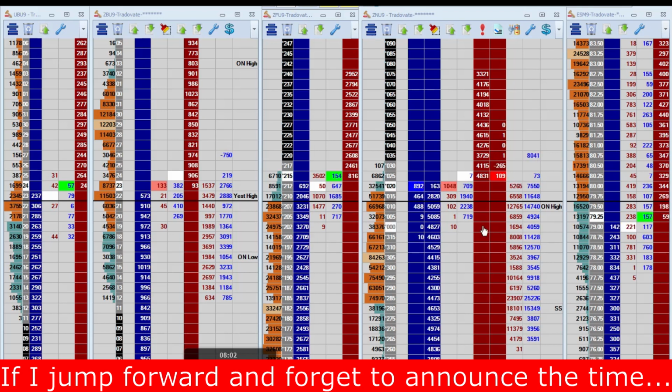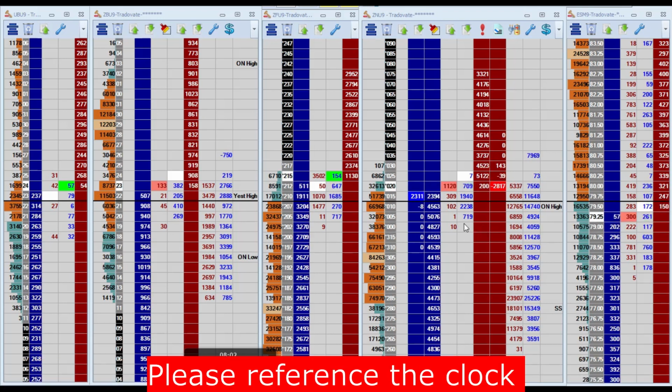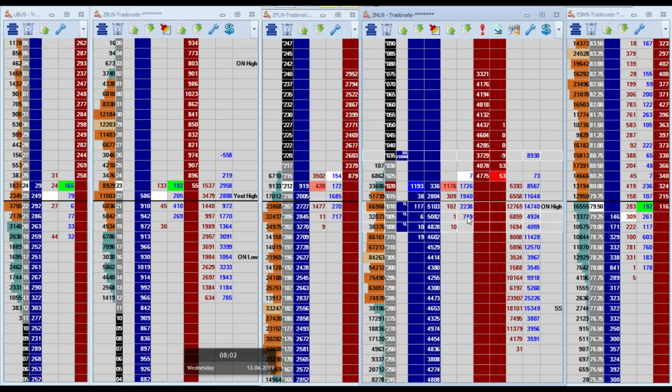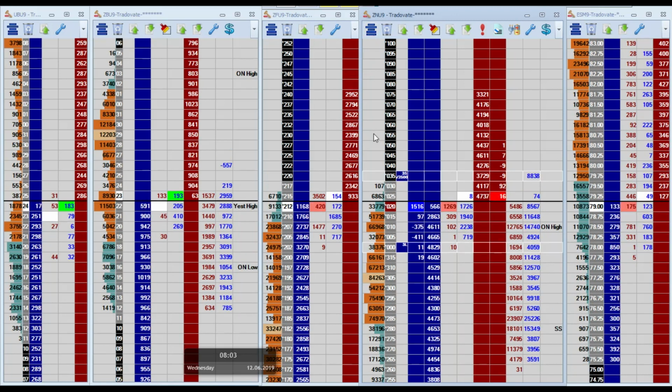Push back up to the highs of the day again in the ZN, and a little bit of selling. Kind of need a confluence of things here. Need the ES to start pushing back up to the highs, start bouncing off this level again. If it breaks that level and starts making new lows, then I think we're hosed.